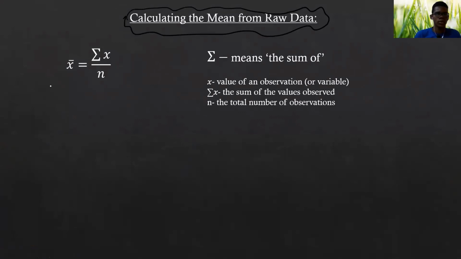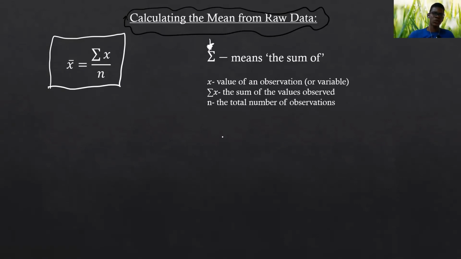Now, the only reason why I've placed this formula in front like this is because I more or less want you to understand the symbols, right? This is called epsilon, a capital epsilon, and it means the sum of. So whenever you see this, because mathematicians like to use this symbol in formulas, it means the sum of, right? So epsilon x, where x is the value of an observation or variable.